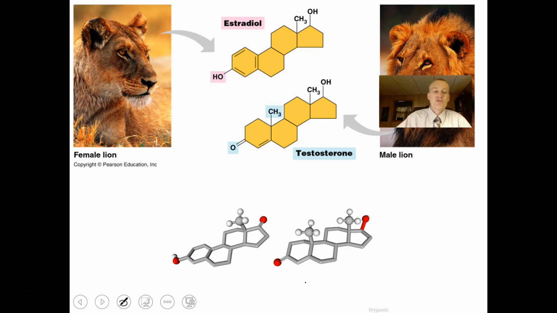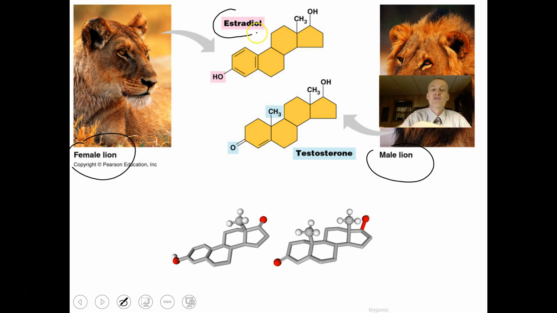So there's a difference between female lions and male lions. They have a different phenotype, a different appearance. They have different behaviors. They have different things they can do. Female lions can give birth, and male lions can't. And one of the major differences between these animals is their hormones, their sex hormones.